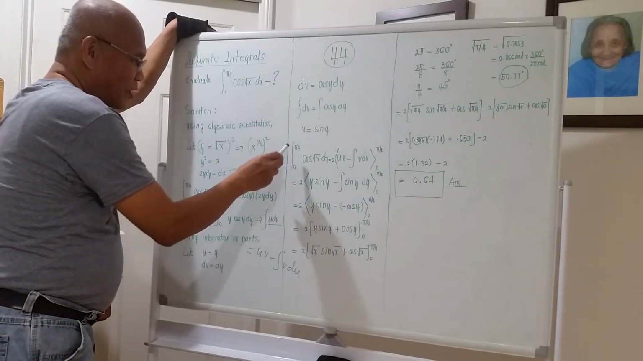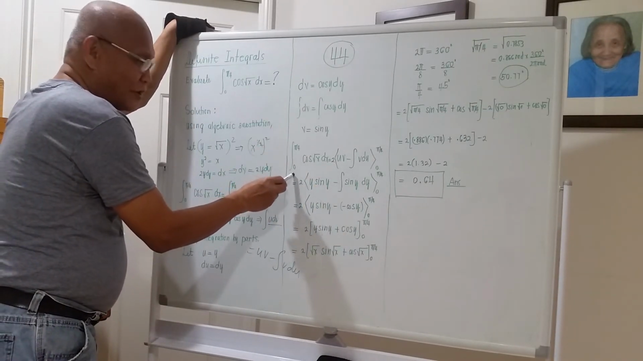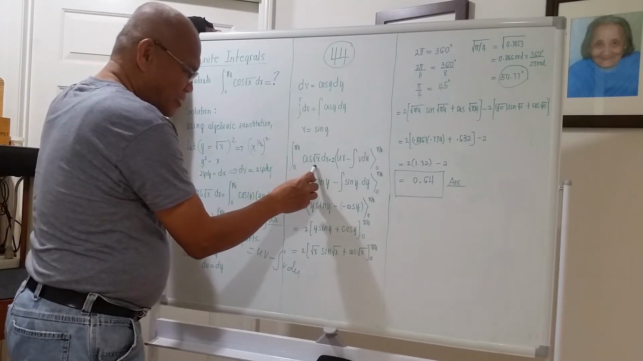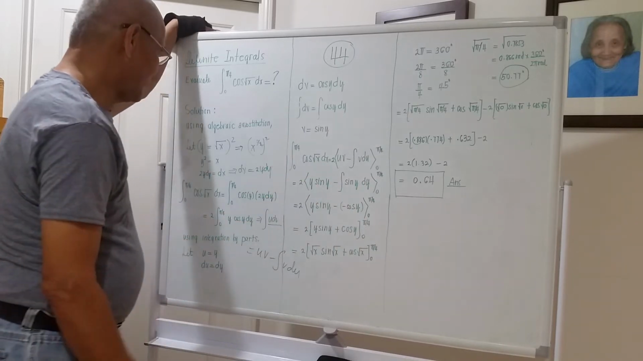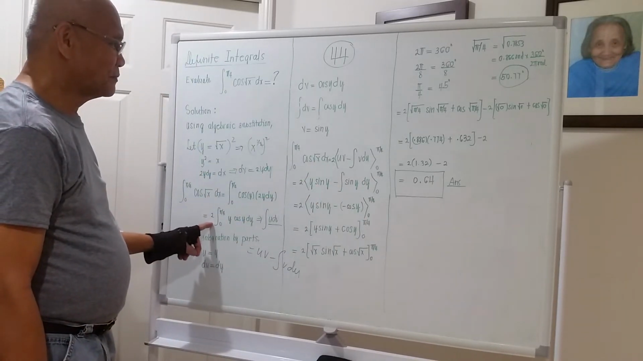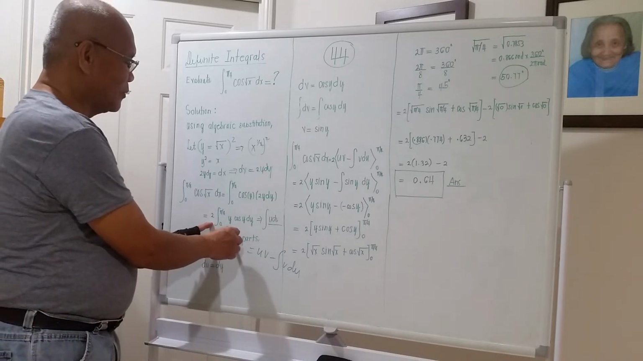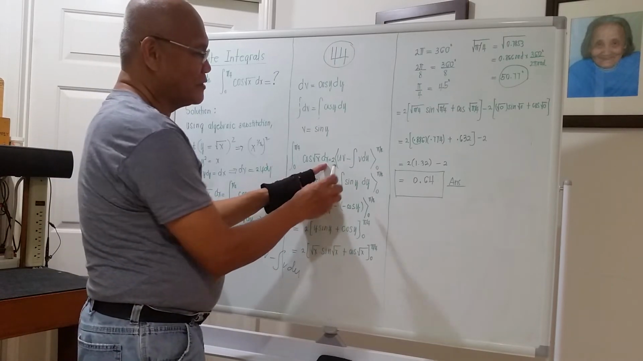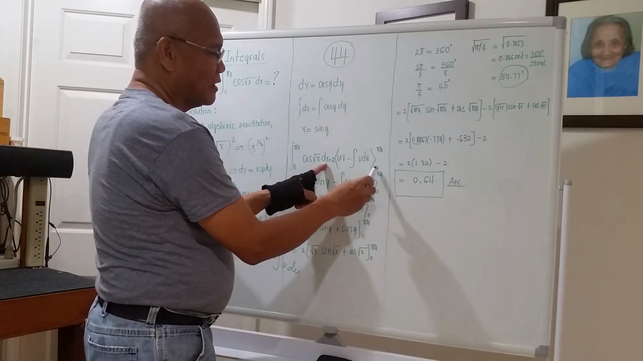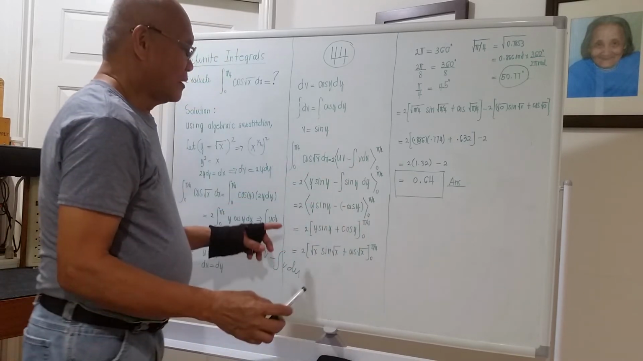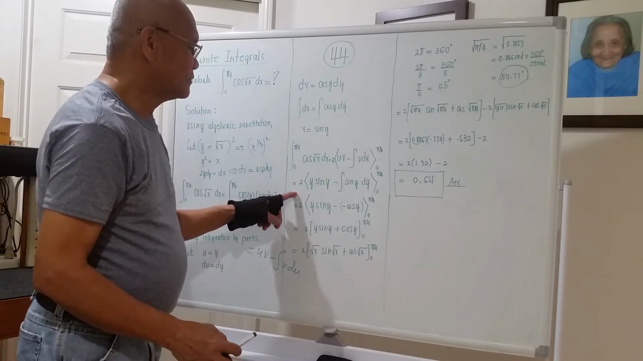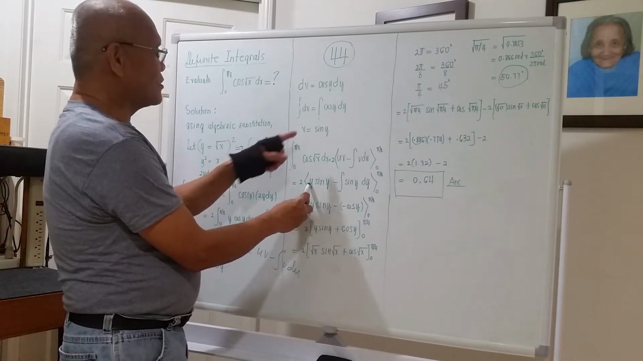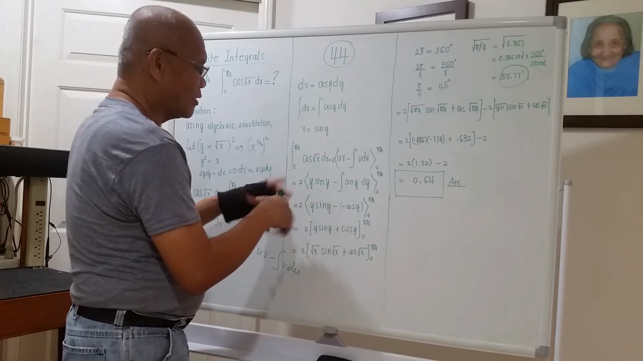Rewriting the original problem. Therefore, the integral from 0 to pi over 4 of cosine of square root of x dx equals, because we solved this one by integration by parts, this should be 2 times uv minus the integral of v du with the limit from 0 to pi over 4. Okay, what is u? u is y, and what is v? It is sine of y. This is actually uv.